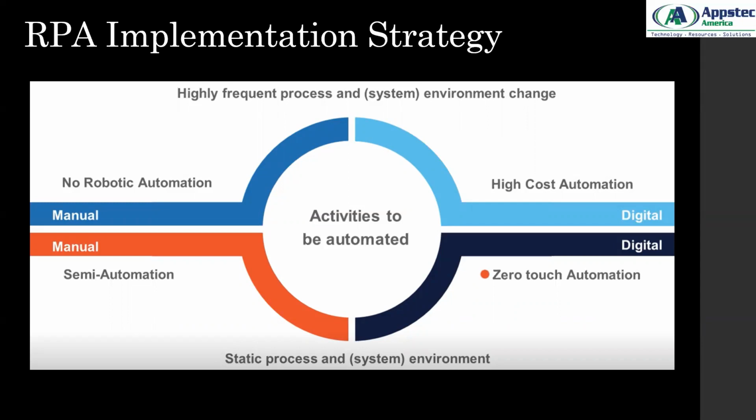And the final one is high cost automation, where we have automation projects which require high end technologies like AI, ML, machine learning, deep learning, or design thinking concepts, where the costing or the implementation of the project is higher to accomplish the automation. So those fall under the high cost automation quadrant.